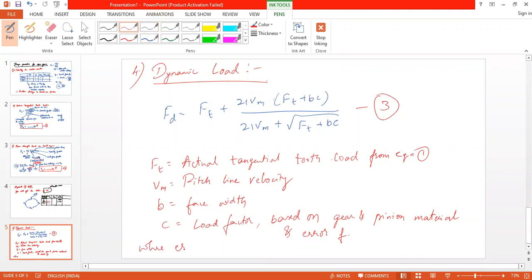But where error F is dependent on module and type of cut of the gear, whether it is a precision cut gear, commercially cut gear or carefully cut gear. So error F is dependent on this. First you need to find the value of F, then find the value of C, and then substitute here. So you will get the value of F.